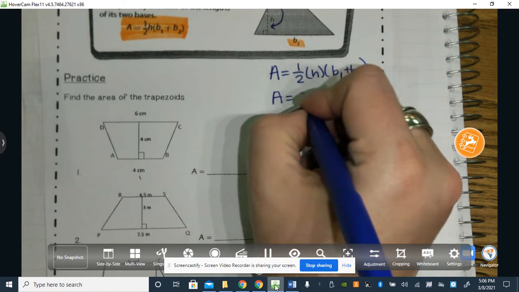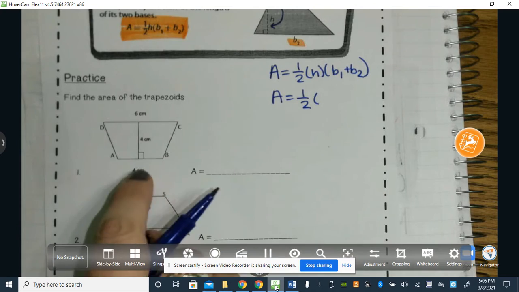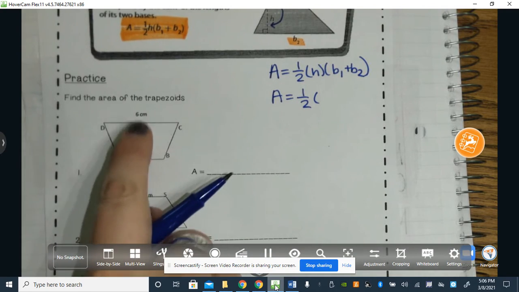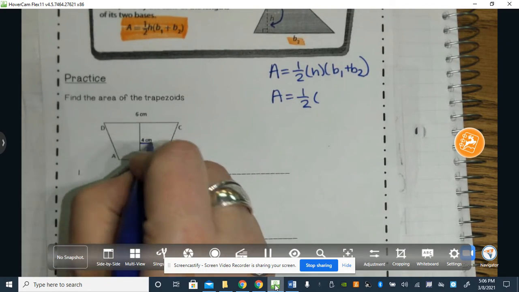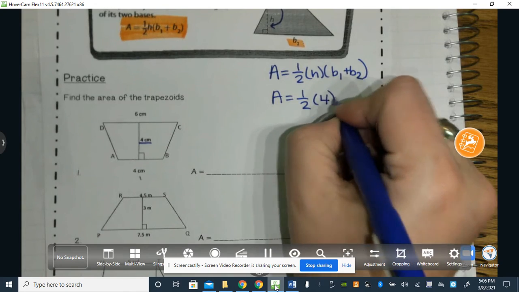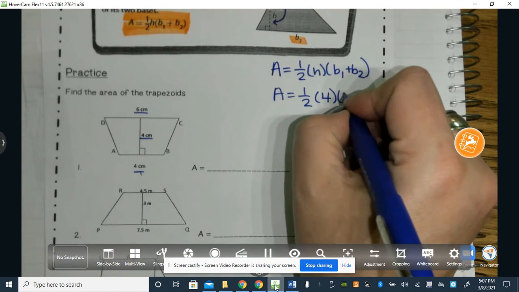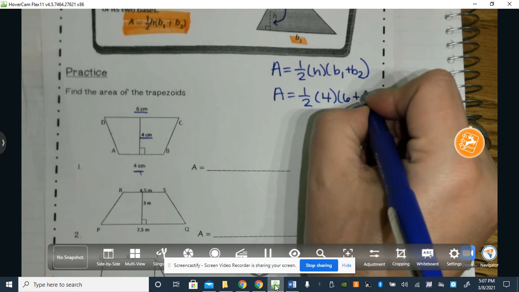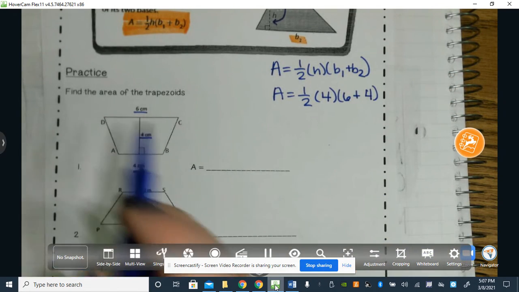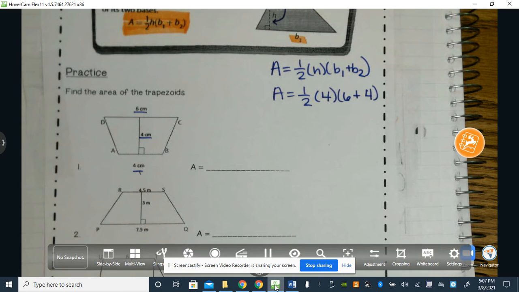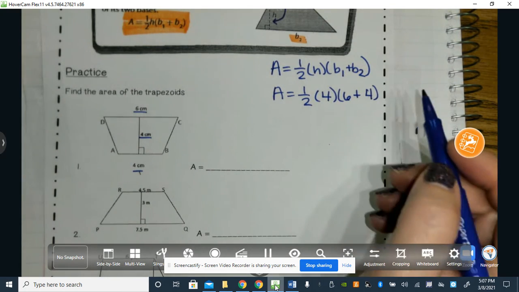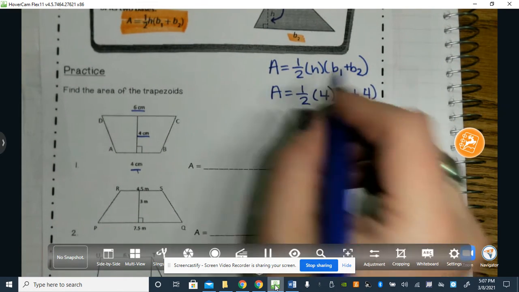So my area is equal to 1/2 times my height. I'm looking for that 90-degree angle that forms. It's right here, so it's 4, times base 1 and base 2. Guys, it doesn't matter what you put with what, as long as 6 and 4 are there. One could be base 1, one could be base 2. Does not matter, because I'm still going to get the same answer when I add them together.